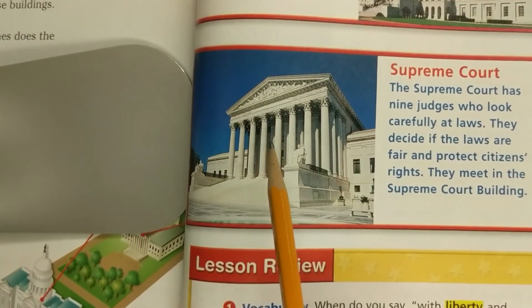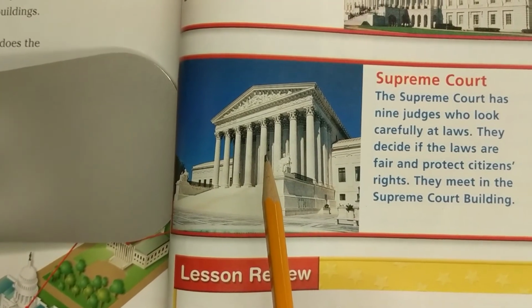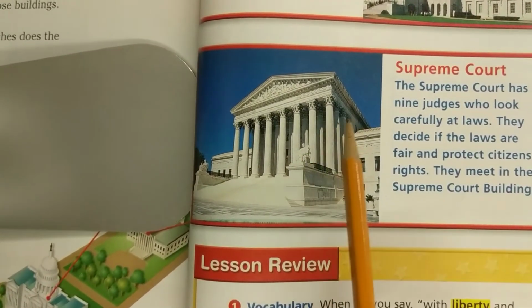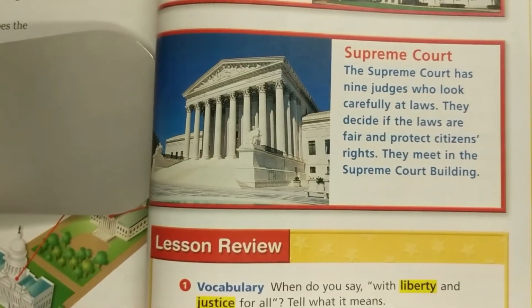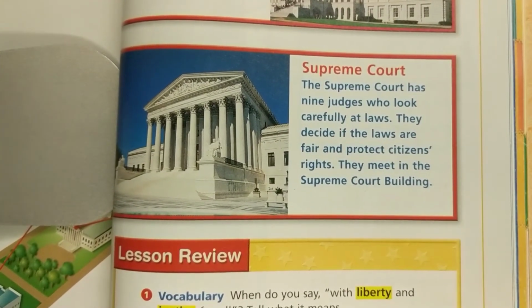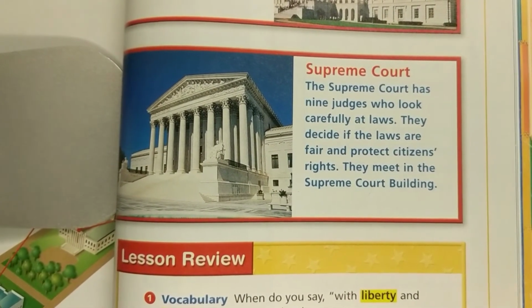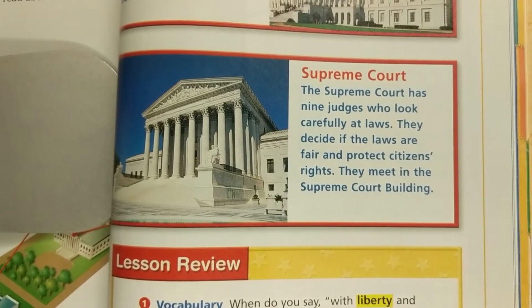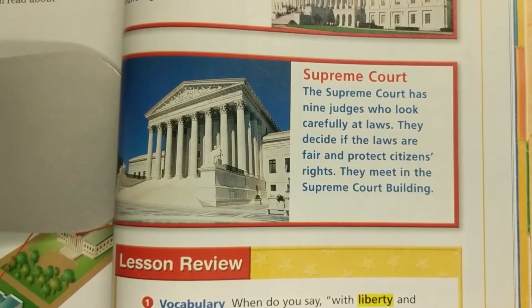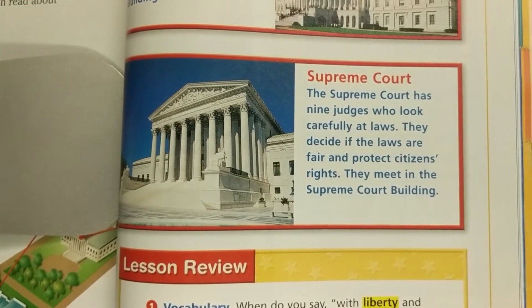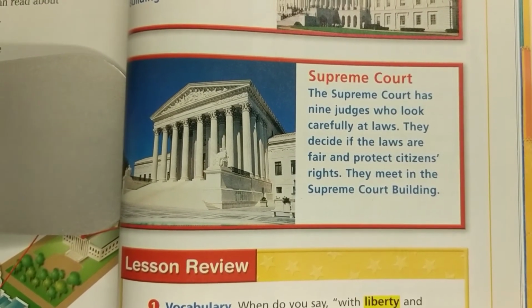And the third building is the Supreme Court. Well, let's see who works there. The Supreme Court has 9 judges who look carefully at laws. They decide if the laws are fair and protect citizens' rights. They meet in the Supreme Court building.